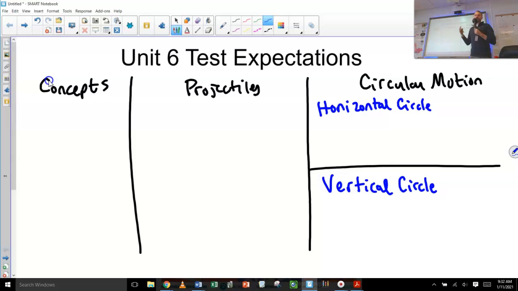So this unit has got two main ideas, projectiles and circular motion. The concepts behind each of those, like with the projectile, a huge concept is that when projectiles move forward, they move forward at a constant speed. Projectiles move up and down, accelerating towards the center of Earth at 9.8 meters per second squared. Huge concept.